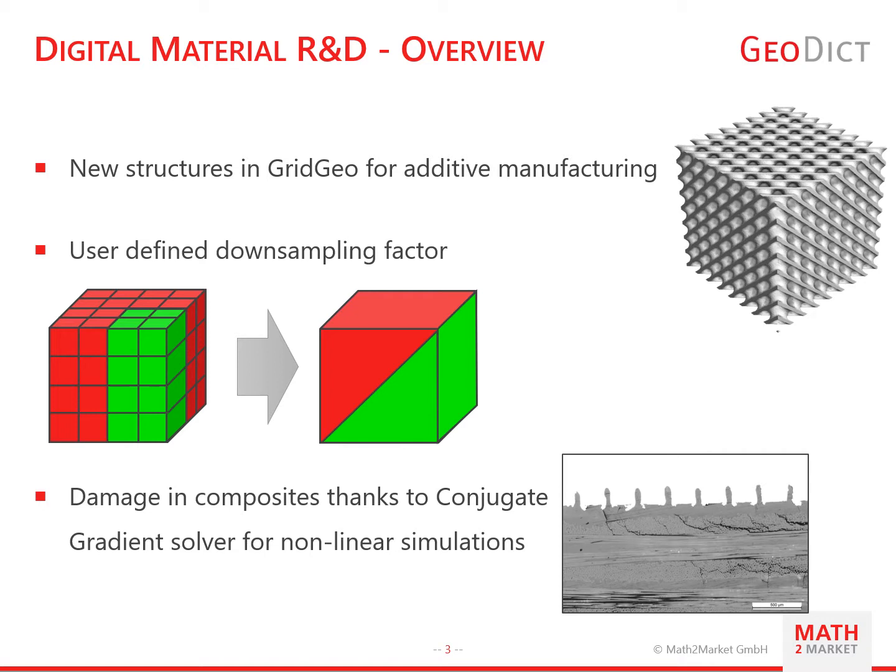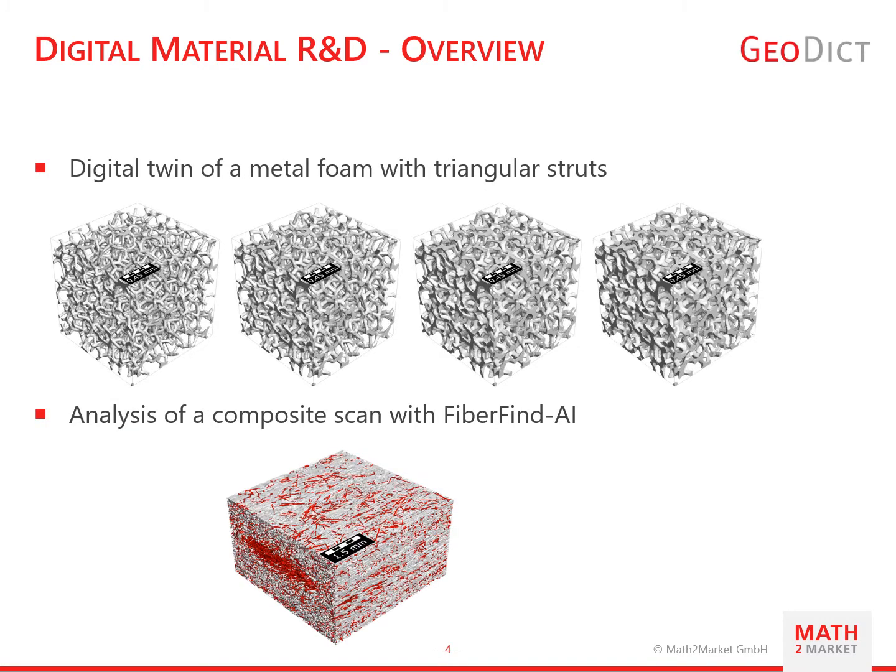It does not only make your simulations faster, but in some cases, such as the prediction of damage in composites, even more precise. Another great new feature are triangular struts in FoamGeo. I will show you how to use them to build a digital twin of a metal foam. And finally, the post-processing of FIBERFIND-AI has improved a lot, and I will show you how to profit from that by using a composite scan as an example.